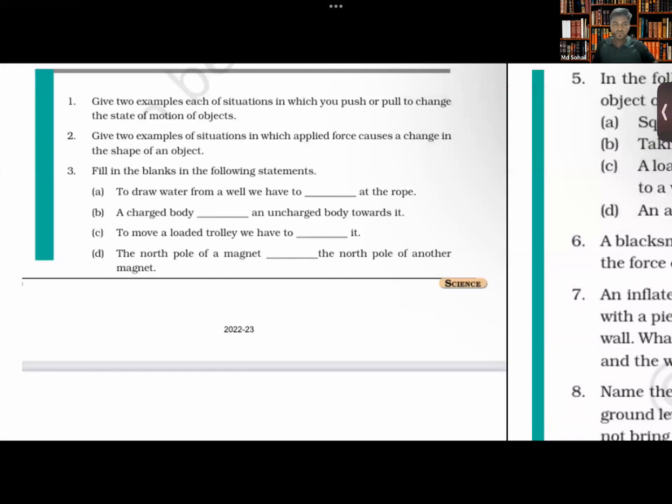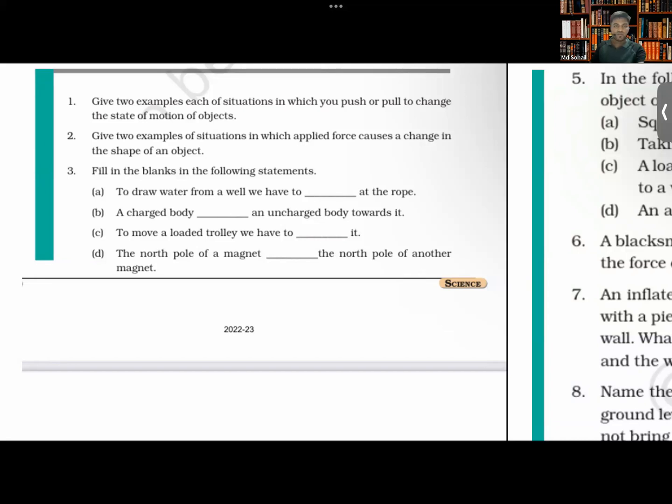See, first question. Give two examples each of situations in which you push or pull to change the state of motion of objects. Kicking a football, riding a bicycle, pushing a cart, applying brakes to a bicycle. Exactly.